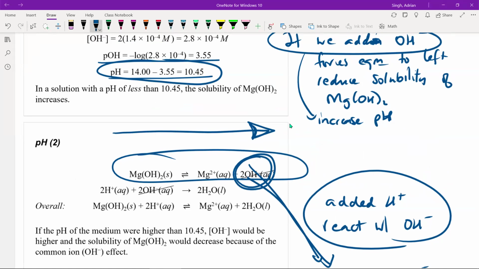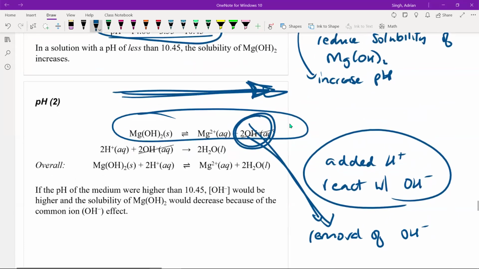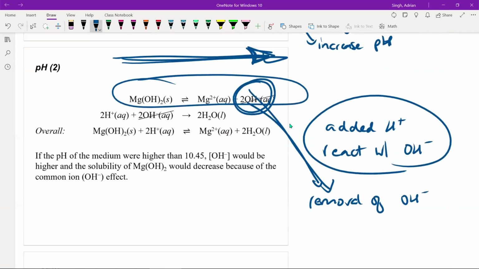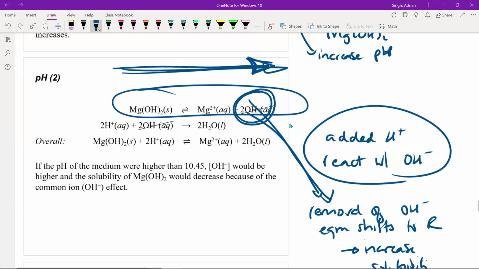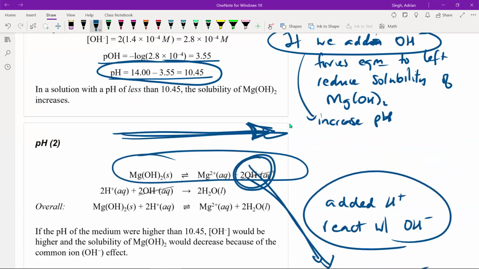If we added more H plus, the OH comes out of the solution to react with the H plus, forcing the equilibrium to the right. The equilibrium goes to the right. It makes it more soluble. So a lot of these situations really can be explained by Le Chatelier's principle because they are equilibrium systems, and we can apply that to these as well.